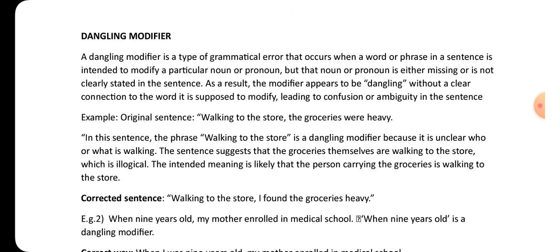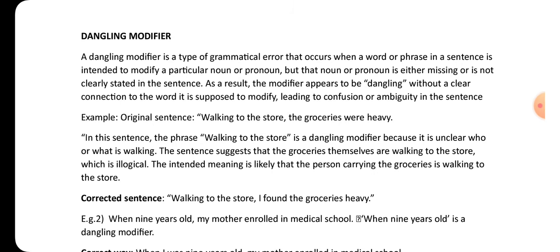So a dangling modifier is a type of grammatical error that occurs when a word or phrase in a sentence is intended to modify a particular noun or pronoun, but the noun or the pronoun is either missing or not clearly stated in the sentence. As a result, the modifier appears to be dangling without a clear connection to the word it's supposed to modify, leading to confusion or ambiguity in the sentence. For example, walking to the store, the groceries were heavy.